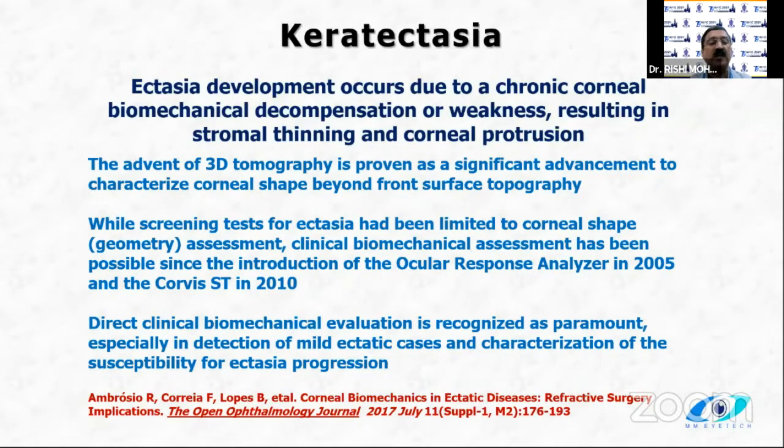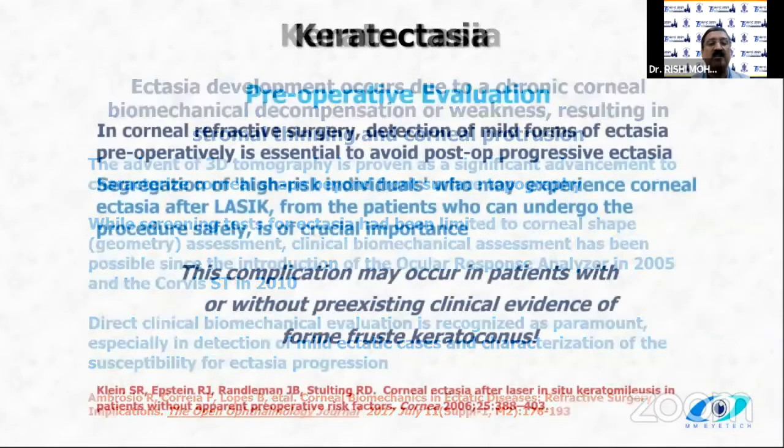The advent of 3D tomography, such as the Orbscan and the Scheimpflug imaging, has proven to be a significant advancement to characterize the corneal shape beyond front surface topography. But these screening tests are limited to corneal shape, and biomechanical assessment has now been possible with the ORA in the last 15 years, and now the Corvis ST over the last decade. Direct clinical biomechanical evaluation is now recognized as paramount, especially in the detection of mild ectasia cases and the characterization of the susceptibility for ectasia progression.